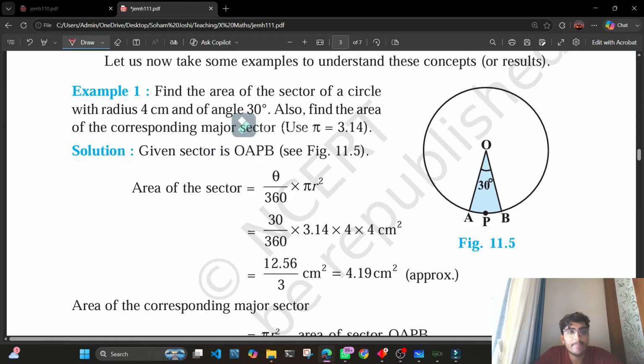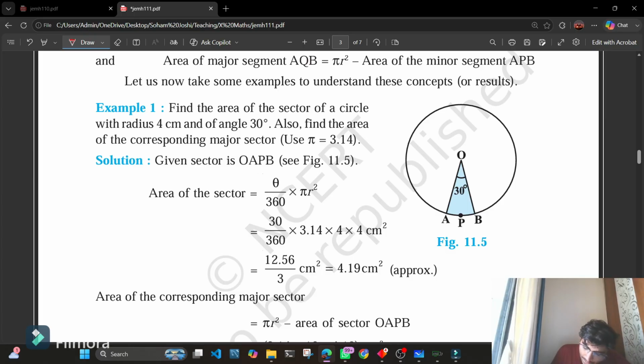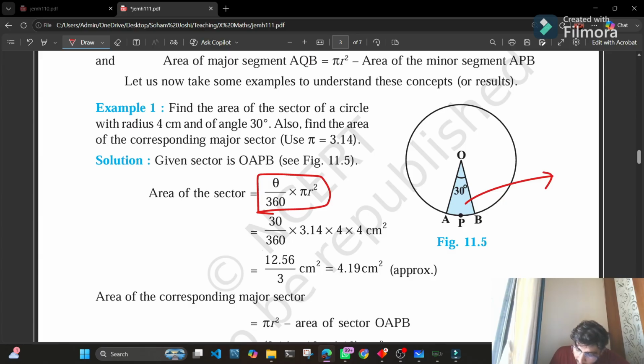Let us take an example. That is example one. Find the area of the sector of a circle with radius 4 centimeter and the angle 30 degrees. Also find the area of the corresponding major sector. So we know the formula: theta by 360 degrees into pi r square for this sector. The sector that is shaded, let's take it as A1. Okay, area 1, that is A1.